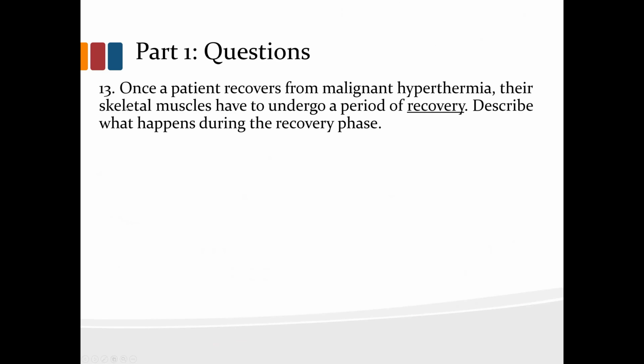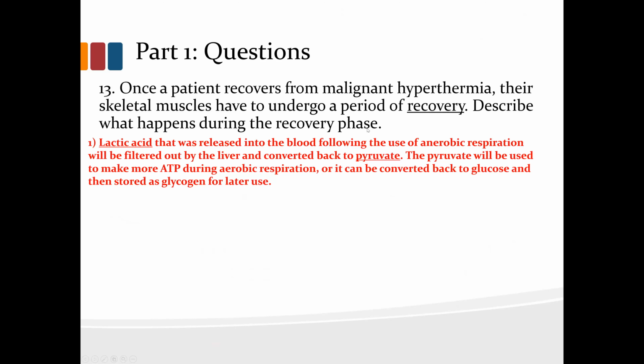Number 13, once a patient recovers from malignant hyperthermia, their skeletal muscles have to undergo a period of recovery. Describe what happens during the recovery phase. So any lactic acid that was released into the blood following the use of anaerobic respiration is filtered out by the liver and converted back to pyruvate. The pyruvate will be used to make more ATP using aerobic respiration, or it can be converted back to glucose, where it came from in the first place, and then stored as glycogen for later use.